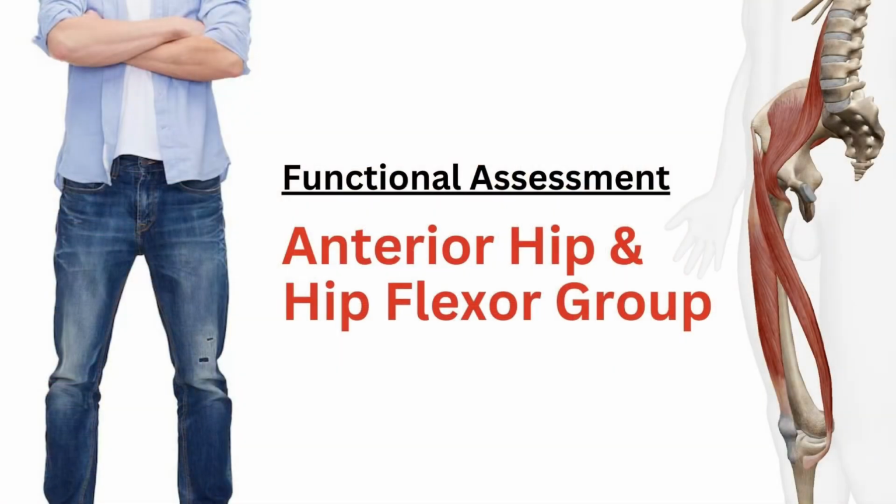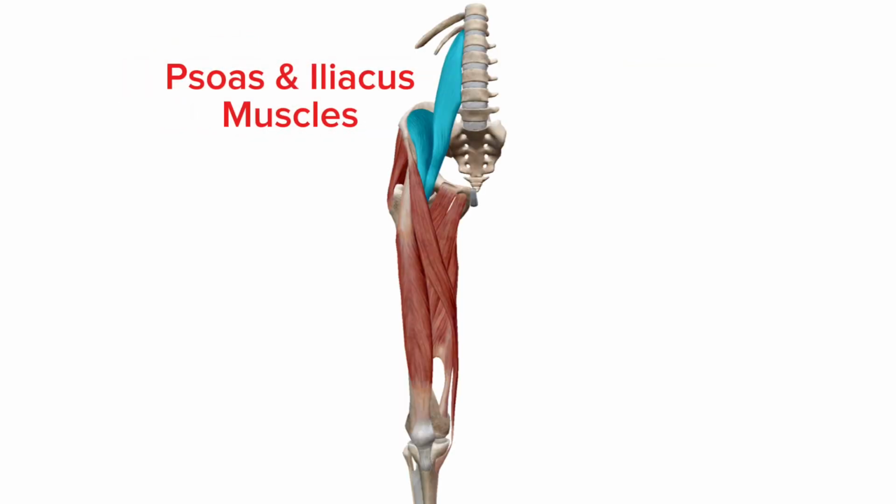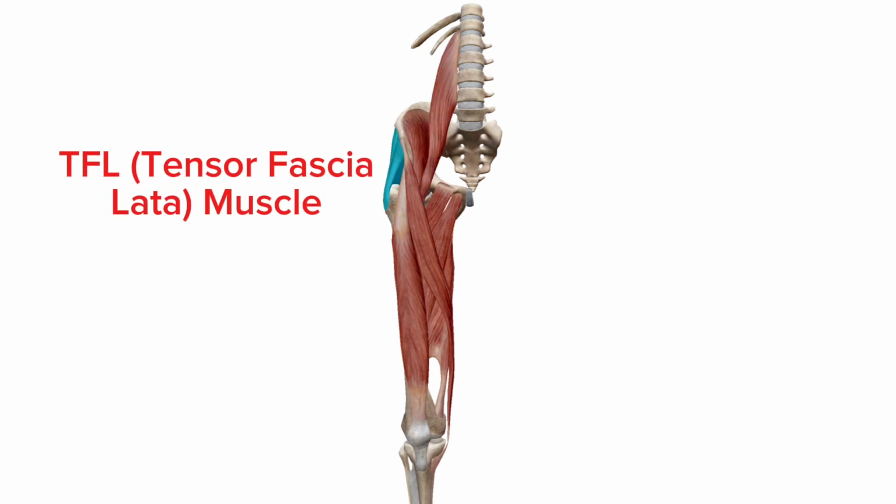But for the sake of demonstration and to keep these videos a little bit more focused, I'm going to separate these tests based on the region of the hip and by the muscles that we are trying to evaluate with these tests. So in this video, I'll go over the tests that we would typically use to assess the anterior region of the hip, which primarily involves the anterior hip capsule and the hip flexor muscle group, which includes the psoas and iliacus muscles, which live deep over the front of the hip, the TFL or the tensor fascia lata muscle, which is found along the lateral anterior aspect of the hip and connects into the IT band.